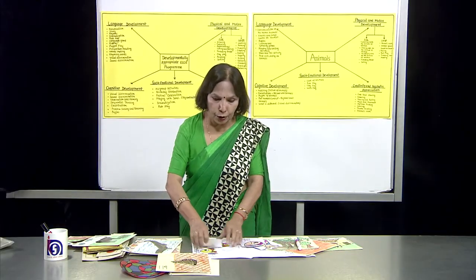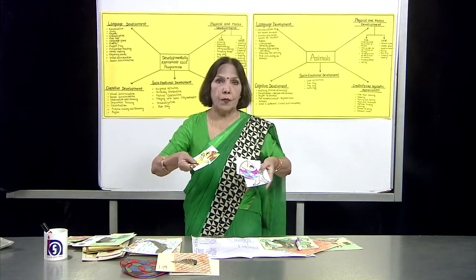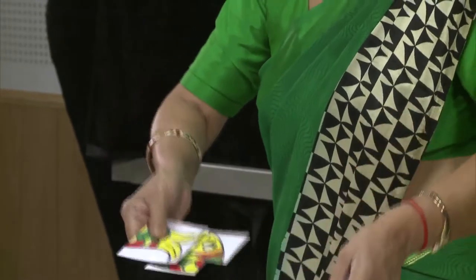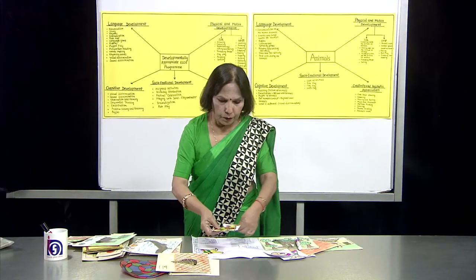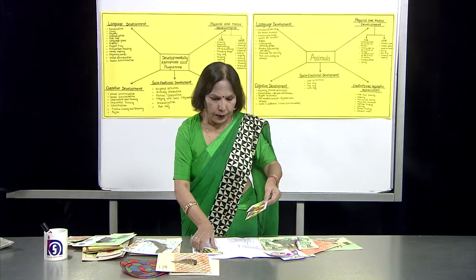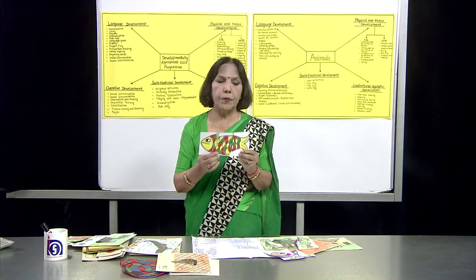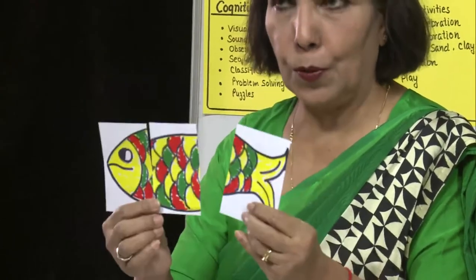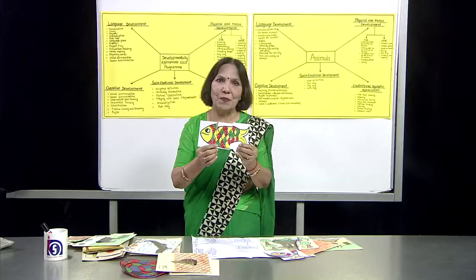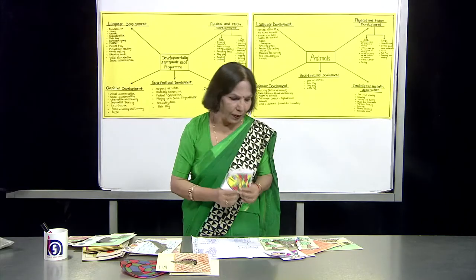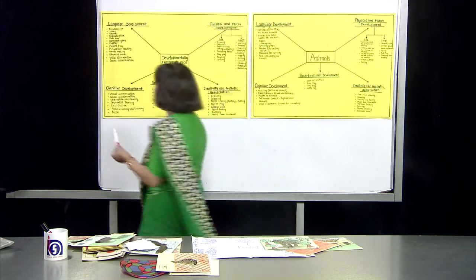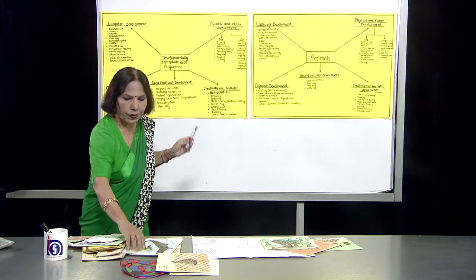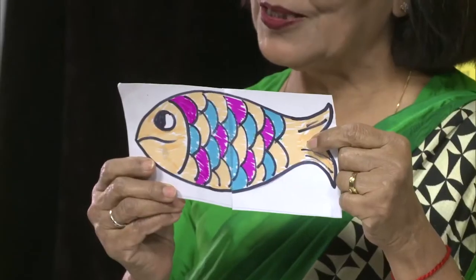Problem solving and reasoning. You just give these pieces of paper and ask the children to join them. Now children will join the pieces and complete the picture. This was the problem for the children. You had given them the problem and children have solved it. So this is problem solving. And now puzzles. These are the same puzzles I have shown you, two-piece puzzles.